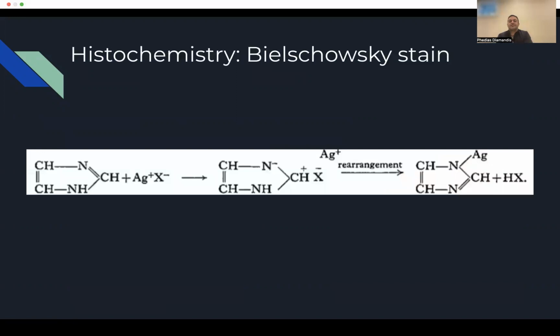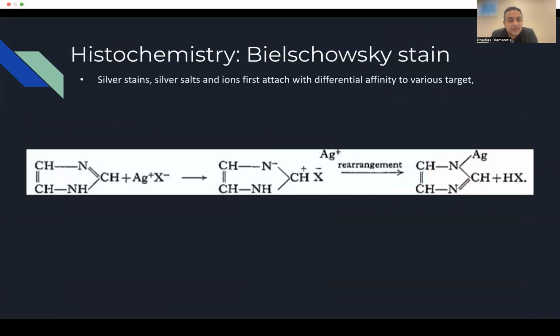Just briefly, let's look at some histochemical stains. A lot of these are silver stains. One of them is the Bielschowsky stain, and really the key thing here is that instead of having a dye that is binding to specific acidic and basic components of tissue, you now have silver ions or cations that are binding to proteins.